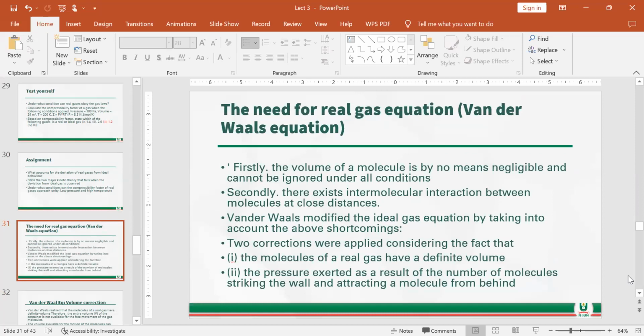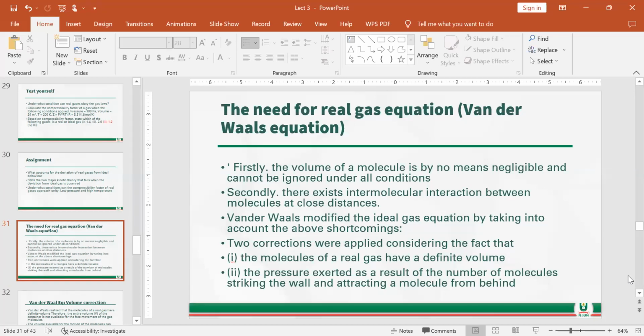The need for a real gas equation, the van der Waals equation. Firstly, the volume of a molecule is by no means negligible and cannot be ignored under all conditions. We cannot say that volume is negligible, just like the kinetic theory assumes. Secondly, there exists intermolecular interaction between molecules at close distance. Van der Waals modified the ideal gas equation by taking into account the above shortcomings.